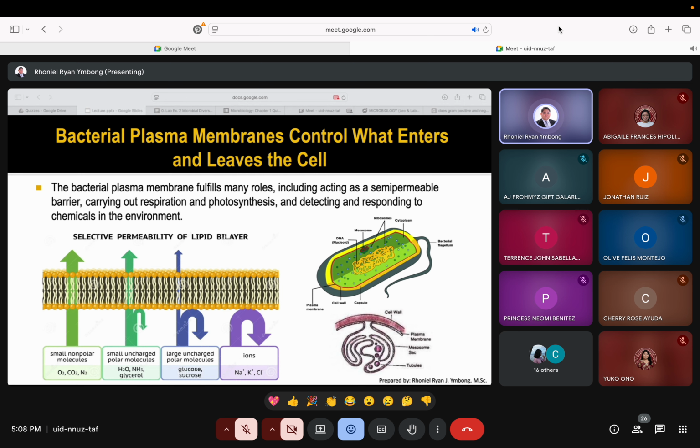Okay. Your large uncharged polar molecules are rejected by your plasma membrane because its arrangement is highly compact. So large molecules are not allowed to pass through, but there are certain mechanisms by which they can be allowed to pass through. For example, with the presence of protein channels or protein carriers. So these are protein transporters that will allow your large molecules, as they are in their structure, to be transported towards the inside portion of the cell.